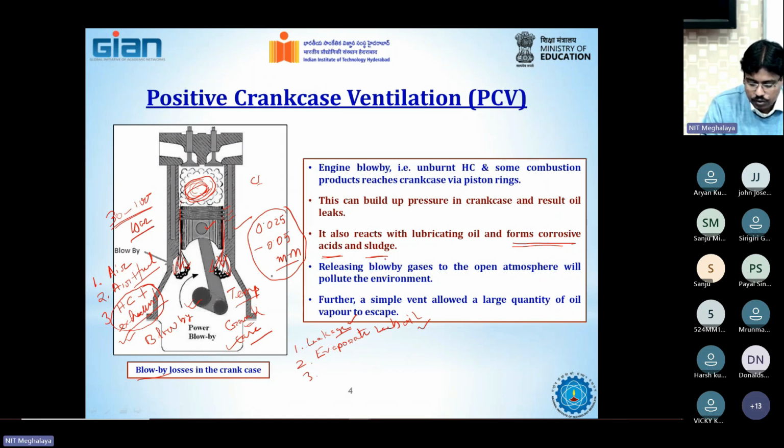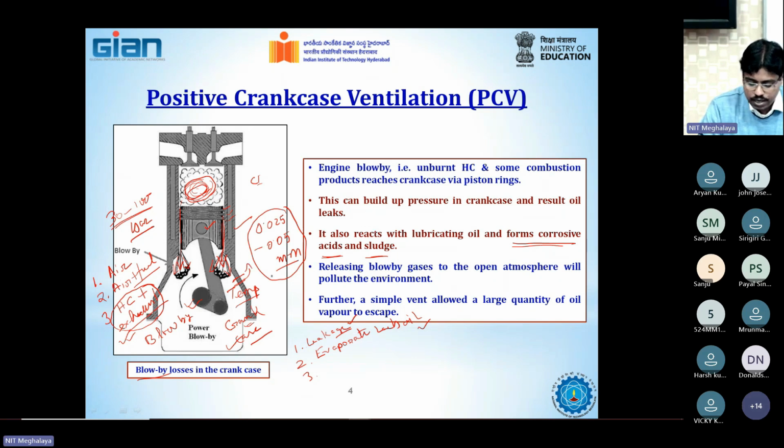Now you can ask, sir, I understood two problems. Why don't you just create a gap or a hole or a vent in the engine cylinder and allow this gas to go out into the atmosphere? Yes, definitely we can do that. In fact, this was the process which people earlier used to follow. Old engines used to have a vent over here through which these gases could go out to the atmosphere.